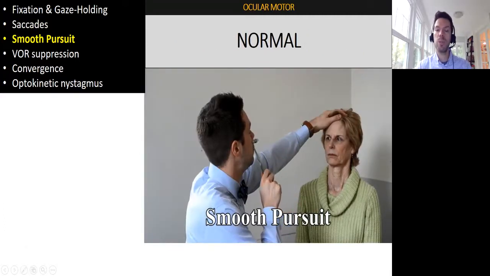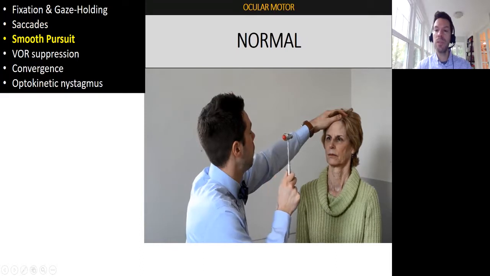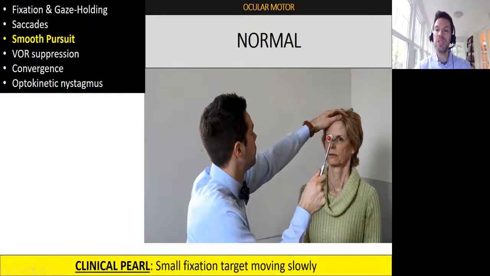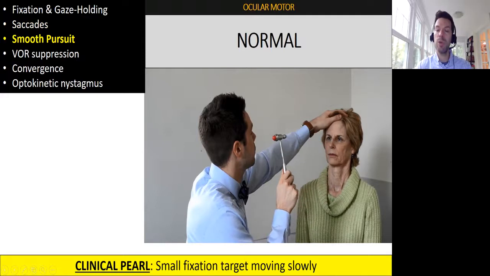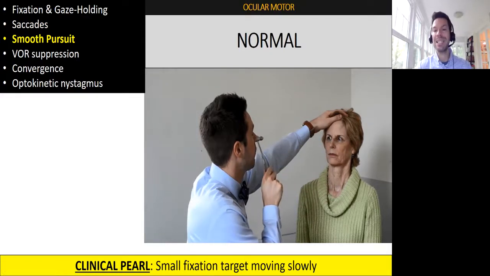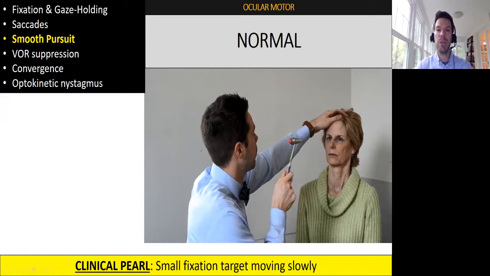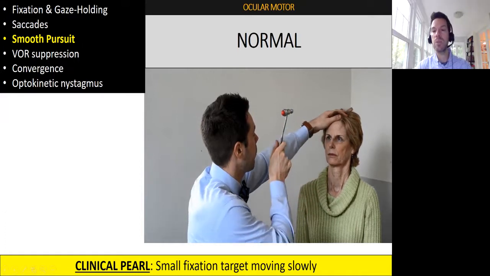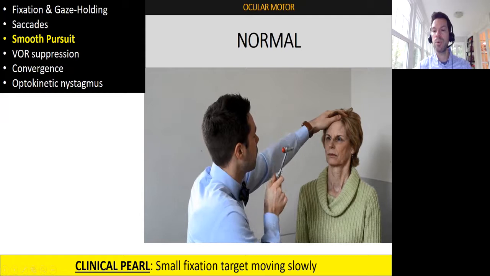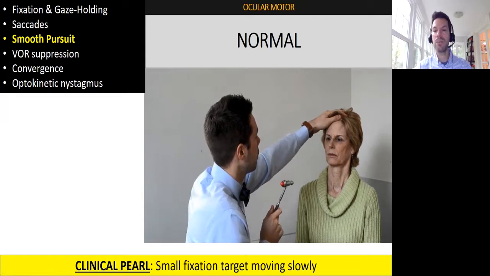What about smooth pursuit? You need a small target, small fixation target. You need to move slowly. If you're moving too quickly, the patient's going to need to catch up to the target using saccades. You don't want to evaluate the saccades. You want to isolate the smooth pursuit system. And again, it's important to perform this in all planes.